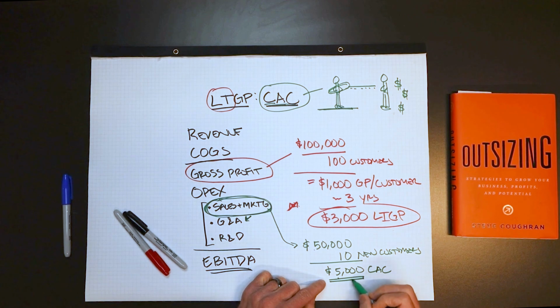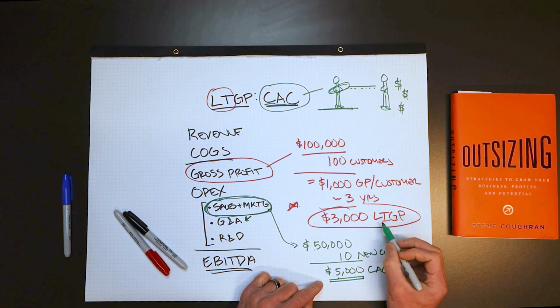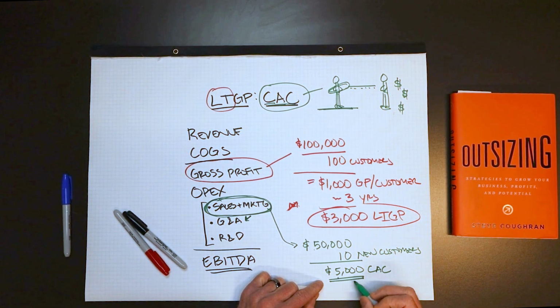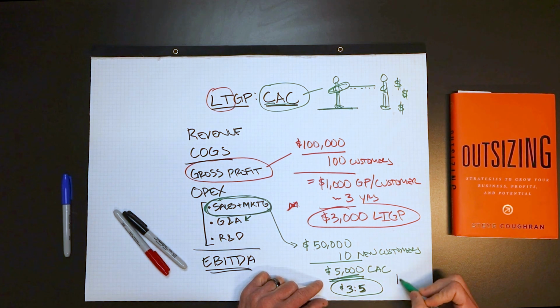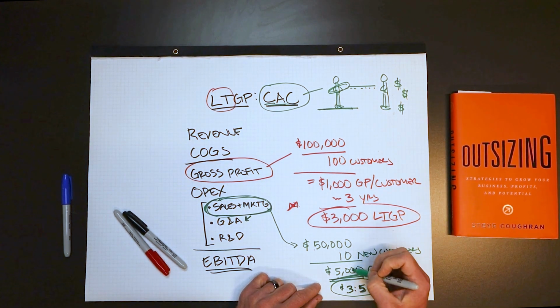All right, here's the deal. In this scenario, you would have an LTGP to CAC of 3 to 5, meaning you spend $5,000 right here to get $3,000 in profit. And if this was the ratio of your business, you would definitely have a giant sad face, because that's terrible. You would never want to spend $5,000 in order to get $3,000 in lifetime gross profit. But believe it or not, a lot of companies do this. And this is why they put in place a marketing budget.